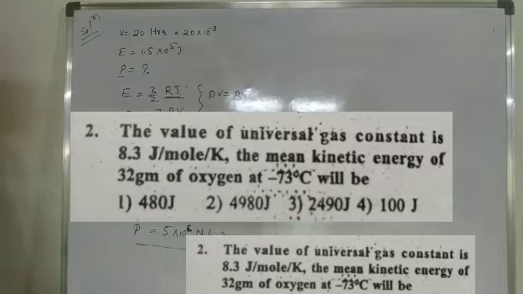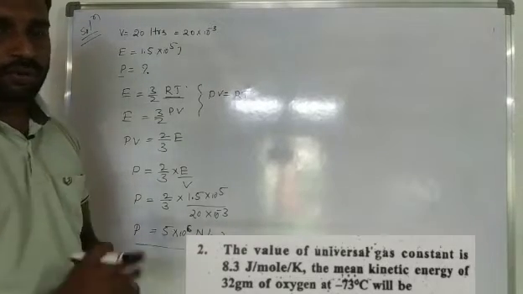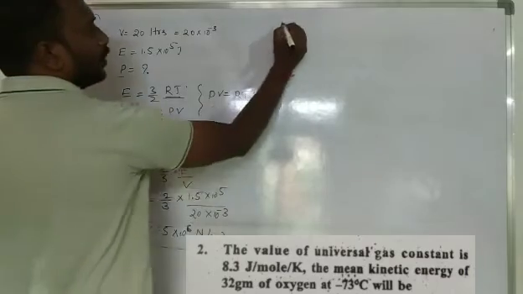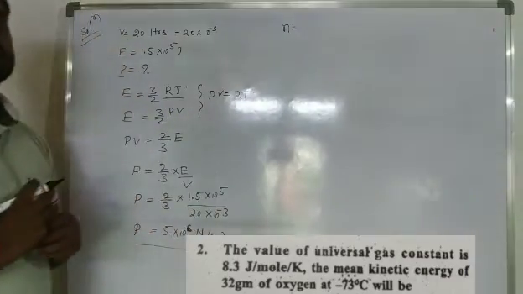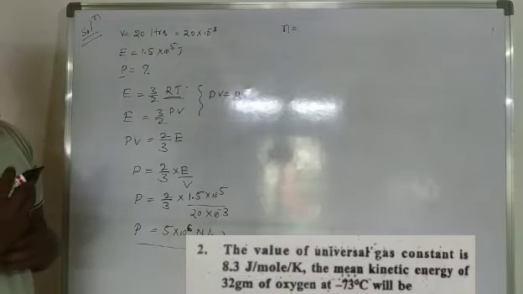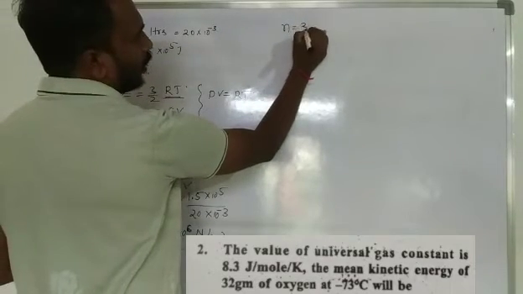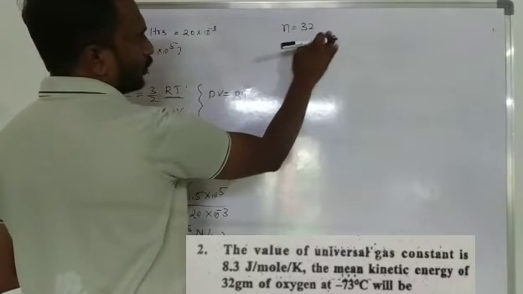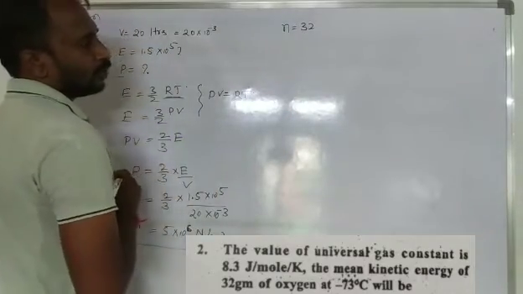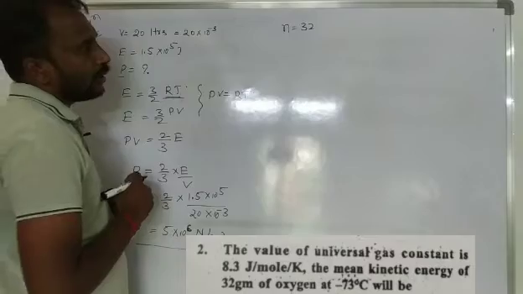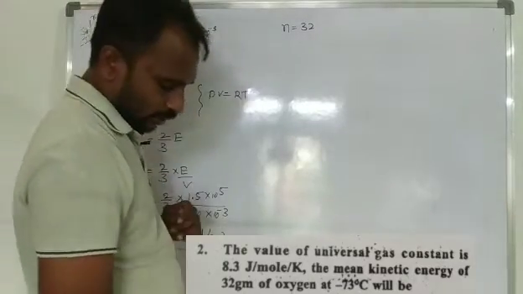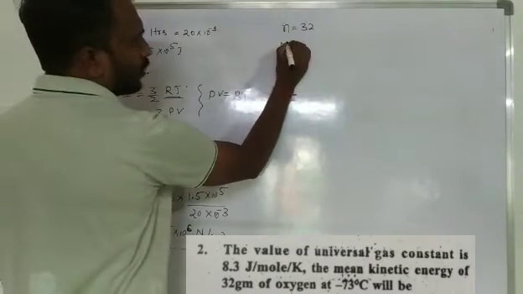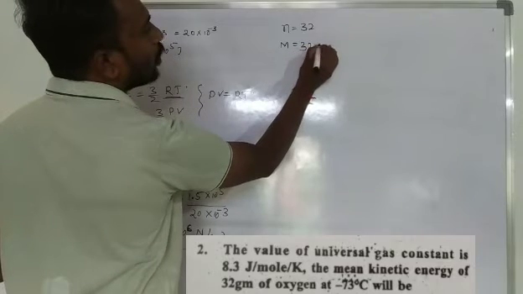Okay, so in this problem, given data: here we consider that small n means the number of moles of a gas. The molecular weight is 32 gram. The mass M is equal to 32 gram.